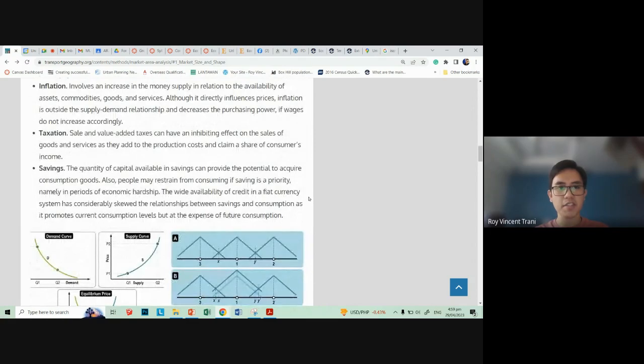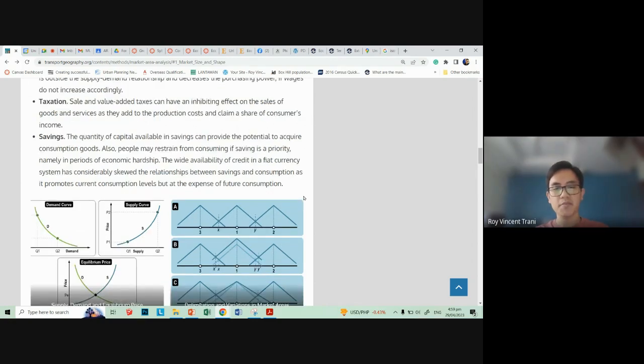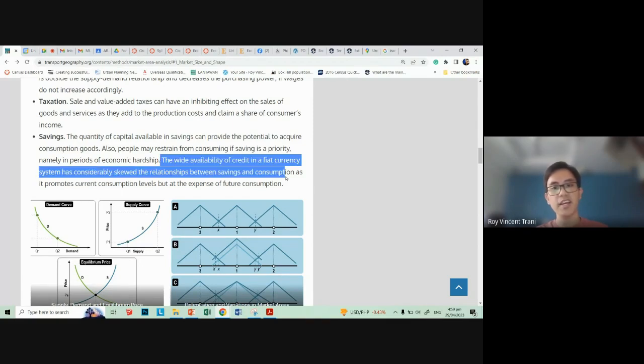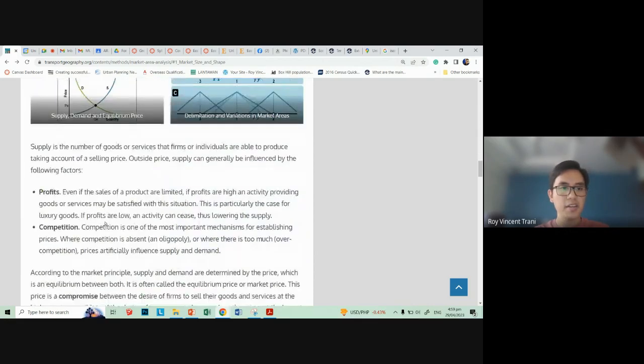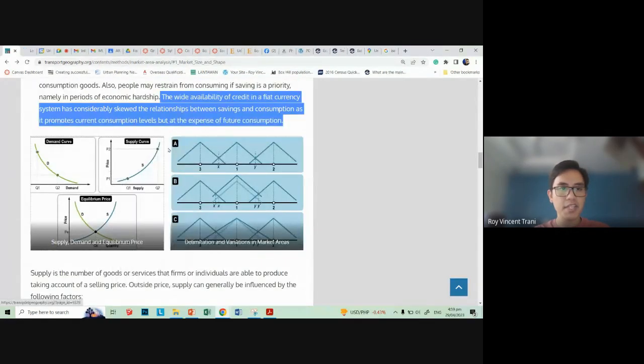Then finally, savings. The quantity of capital available in savings can provide a potential to acquire consumption goods. Also, people may refrain from consuming if saving is a priority, namely in periods of economic hardship. The wide availability of credit in a fiat currency system has considerably skewed the relationships between saving and consumption, as it promotes current consumption levels but at the expense of future consumption. This one is very technical. Even today, I'm still having trouble trying to understand this statement. Okay, so let's just go through supply and demand really quickly.